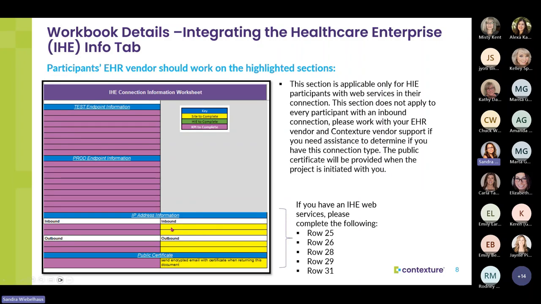In here, what we're going to want is the inbound IP address. That's if you're sending inbound data to us. And if we're sending outbound data, like if you're querying the HIE and you're pulling back a CCD from us, that's the outbound we're going to want in this section here. If you only have inbound, that's all we need. If you have bidirectional functionality, then we're going to need both IP addresses. As far as the public cert, don't worry about sending that to us now. That'll be something we'll work with you on when we get ready to kick off your project.